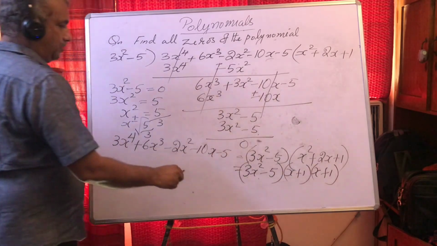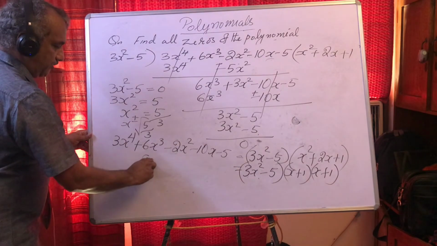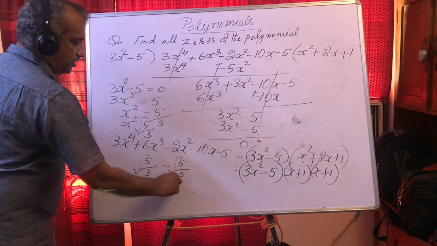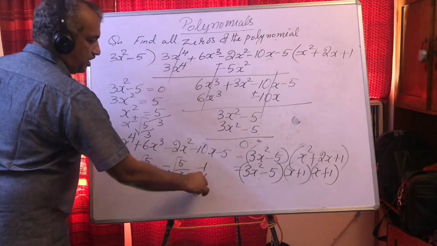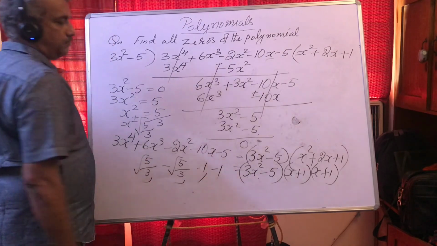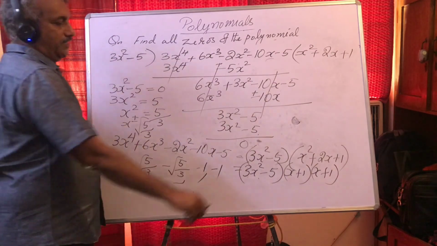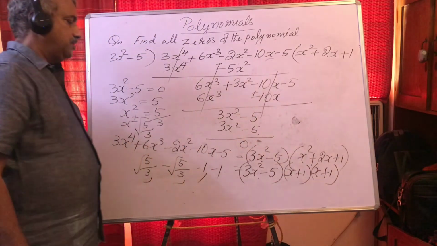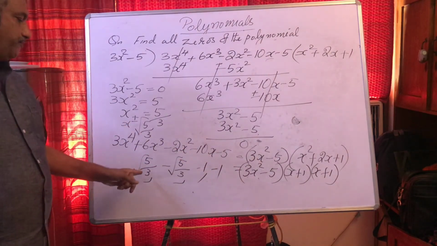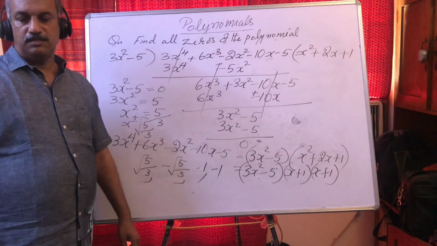So the four zeros are, first one root 5 upon 3, second one minus root 5 upon 3, third one minus 1, and fourth one is also minus 1. If x plus 1 is equal to 0, x is equal to minus 1, and again x plus 1 is equal to 0, x is equal to minus 1. So the four zeros are root 5 upon 3, minus root 5 upon 3, minus 1 and minus 1.